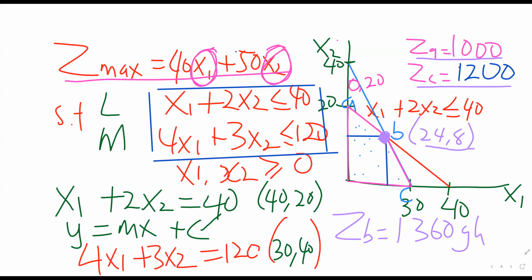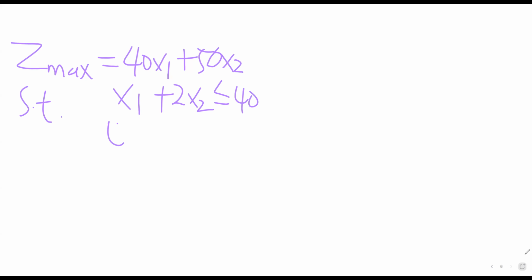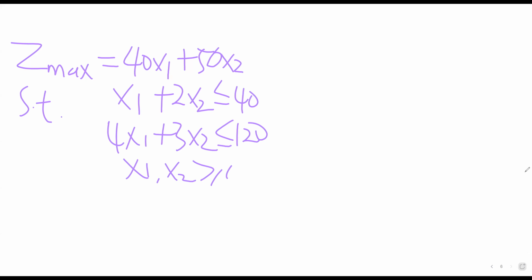All right. Now, let me rewrite the function for you. The function we have been dealing with is Z max equals 40x1 plus 50x2. And this was subject to x1 plus 2x2 less or equal to 40, and then 4x1 plus 3x2 less or equal to 120 gallons. And then you have your non-negativity constraint. This is what we've been dealing with all this while.